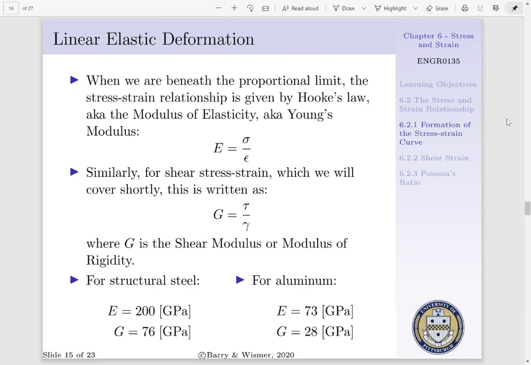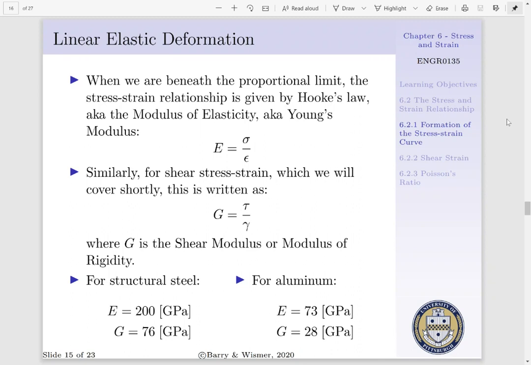When we are beneath the proportional limit, our stress-strain relationship is given by Hooke's law, also known as the modulus of elasticity and also known as Young's modulus. Hooke's law states that our modulus of elasticity, capital E, is equal to our stress sigma per our strain epsilon. That is, we have our rise over our run. E is simply the slope of the line in our linear elastic region from the stress strain diagram. E is a material property that does not depend upon the size or shape of our material, and E differs for a variety of materials.